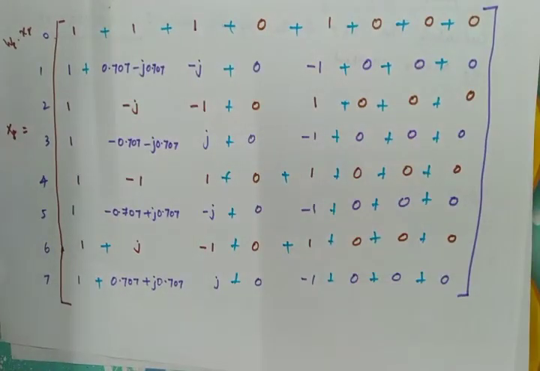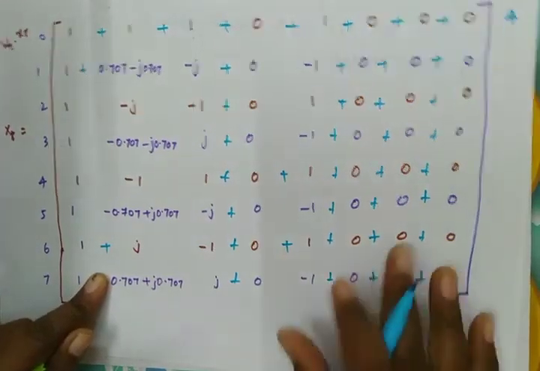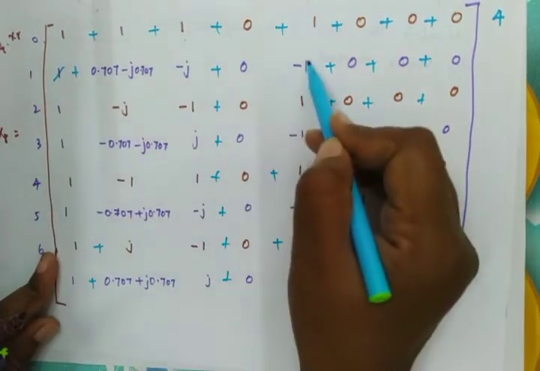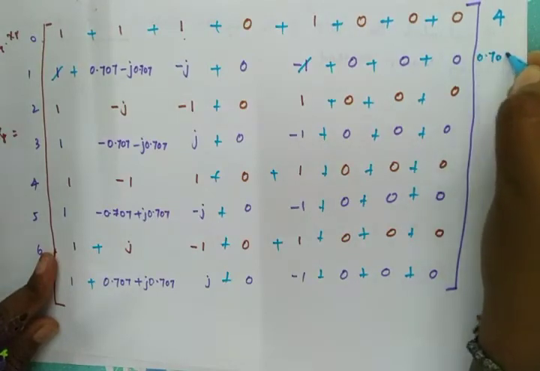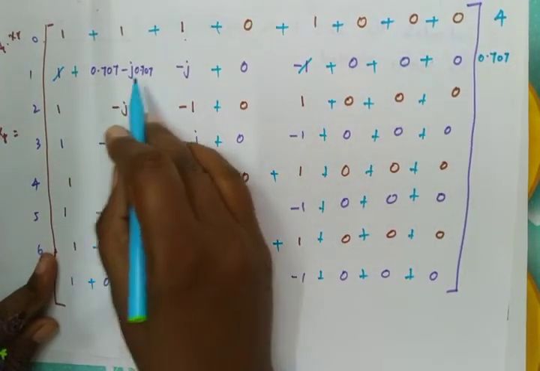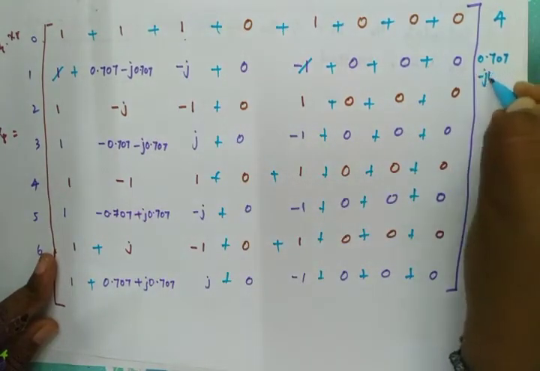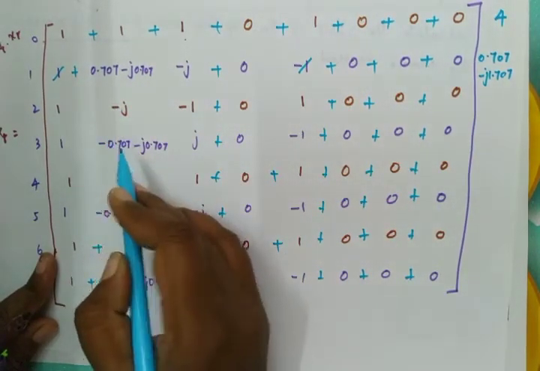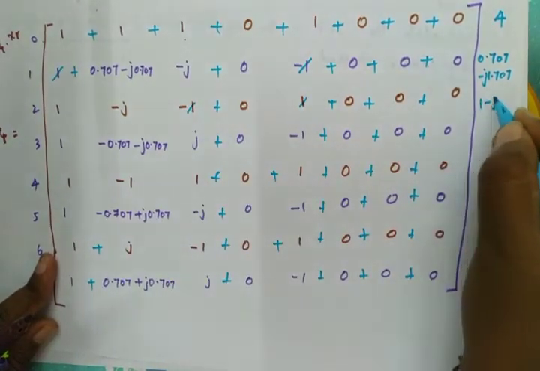Now write the final answer for this. Now what is the answer? 1 plus 1 plus 1 plus 1. So the answer is 4. Next, here we have minus 1 plus 1. So this gets cancelled. So here we have 0.707, 0.707. Here we have minus j minus j. So that is minus j 1.707. Third one is, here we have plus 1 minus 1. So we have 1 minus j.